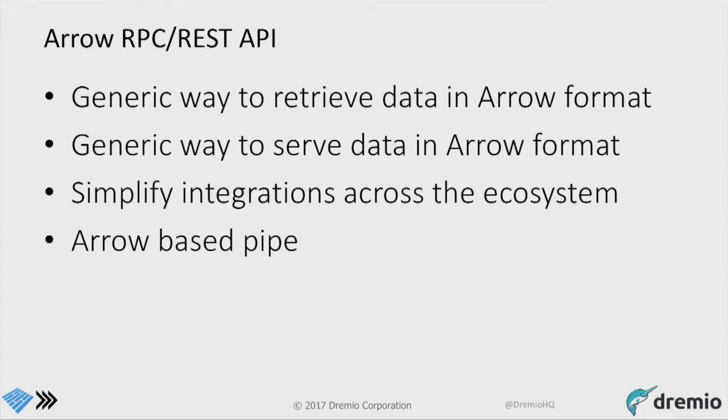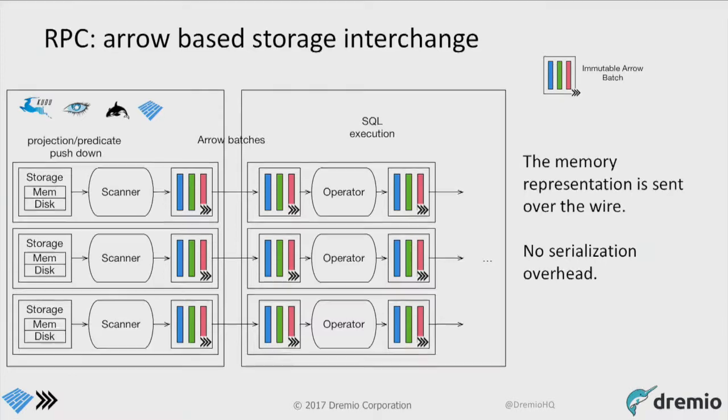So that's one example of communication, using user-defined functions. The other one is inter-process RPC communication. You can define a generic way of retrieving data in Arrow format, a generic way to serve data, and simplify the integration across the Arrow ecosystem. It's really just an Arrow pipe, and we can send data from one process to another in streaming fashion or in batch, and that would work.